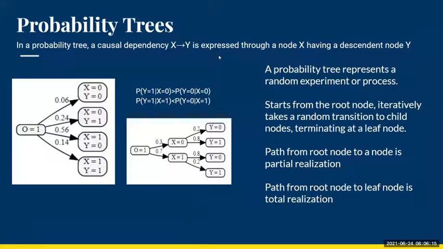So that leads us to the probability trees. And a probability tree here, by definition, is a causal dependency, so from one node to the descendant node. So here we see X going to Y is expressed through that node, and it's that X can cause an effect on Y. And for each of these paths, this one here on the left shows no causal relationship. X has no impact on the outcome for Y, versus here we can see that it does have an impact on Y.